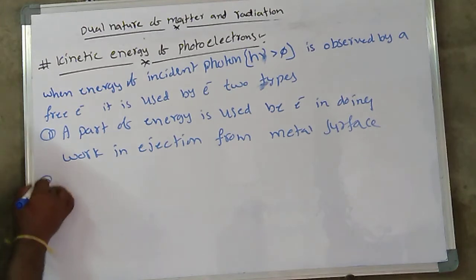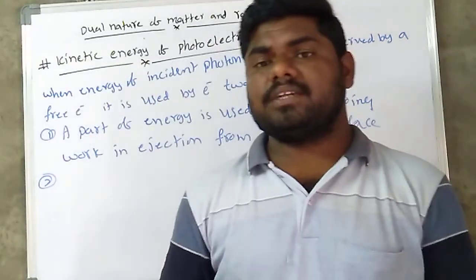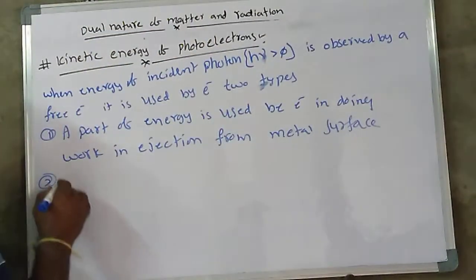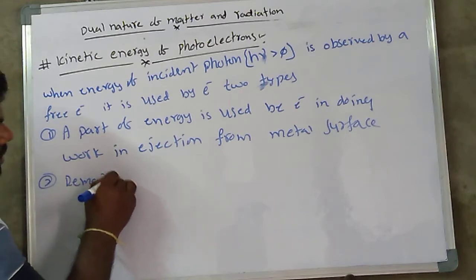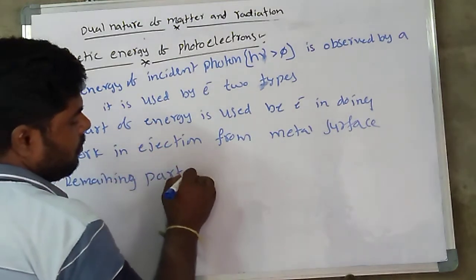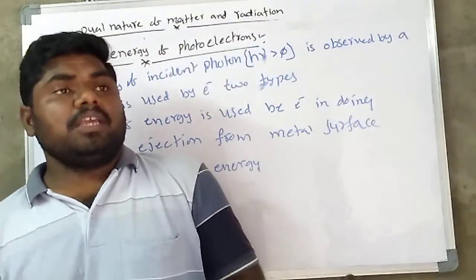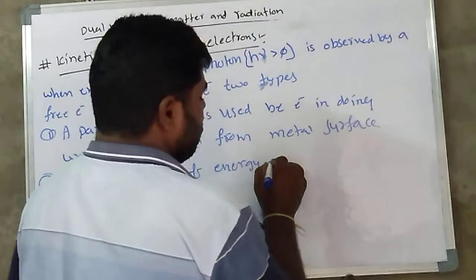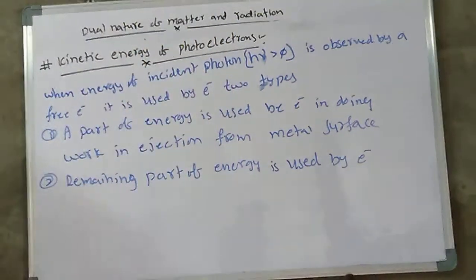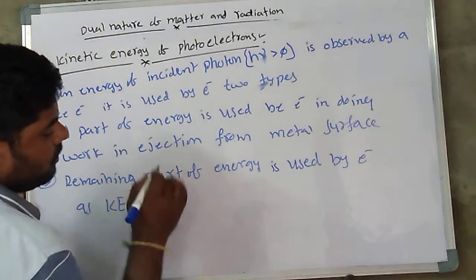In the second one, the remaining part of the energy is used by the electron as kinetic energy after ejection.